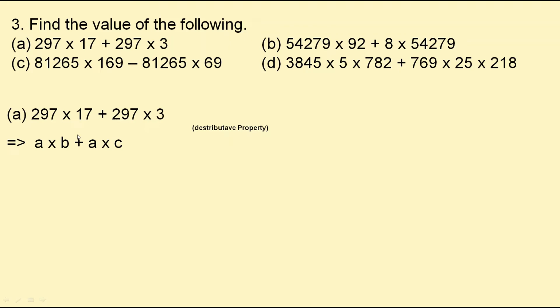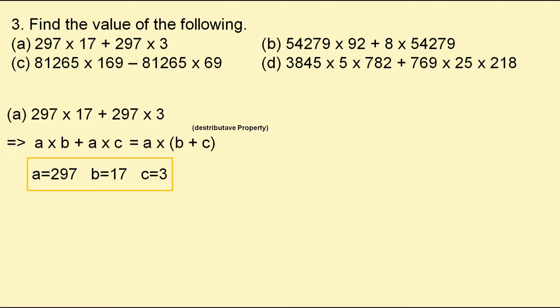Okay, so when we compare these two equations, we understand that A is equal to 297, B is equal to 17 and C is equal to 3. So let's put the value of these a, b, c in the second part of the distributive property, that is a into bracket b plus c. Okay, so here 297 into in the bracket 17 plus 3. Now as we know 17 plus 3 is 20. So let's write 297 into 20.